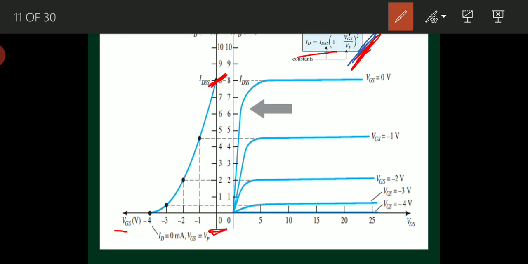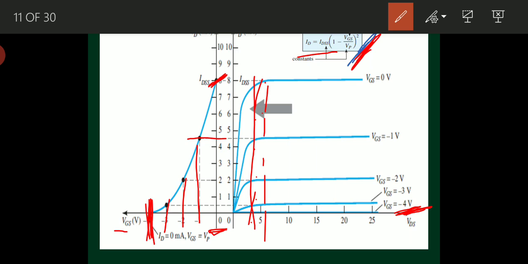When VGS equal to VP, here VP equal to minus 4 volts. When VGS equal to VP, what will happen? VP by VP, 1 minus 1, 0 square, 0 into IDSS, so ID equal to 0. This is the point which we got. If VGS equal to minus 1 volt, VP equal to minus 4 volts, what will happen? 1 by 4, 0.25, 1 minus 0.25, 0.75 whole square, we get some value into IDSS, and this is the point here. Likewise, VGS equal to minus 2 volts is the point here, and VGS equal to minus 3 volts is the current level here.